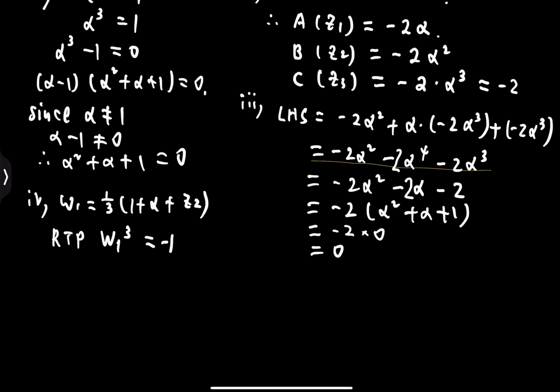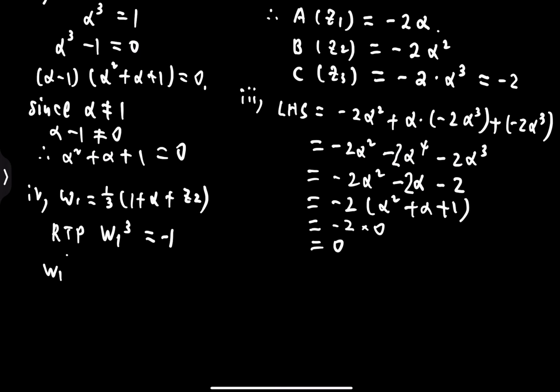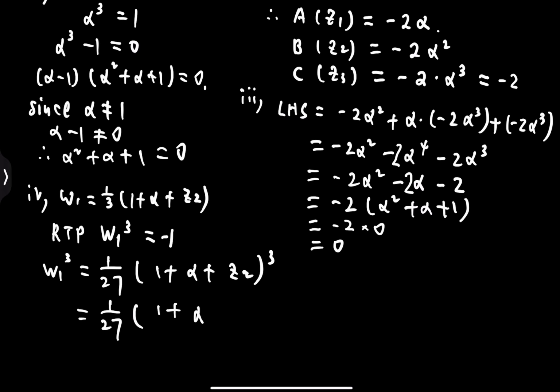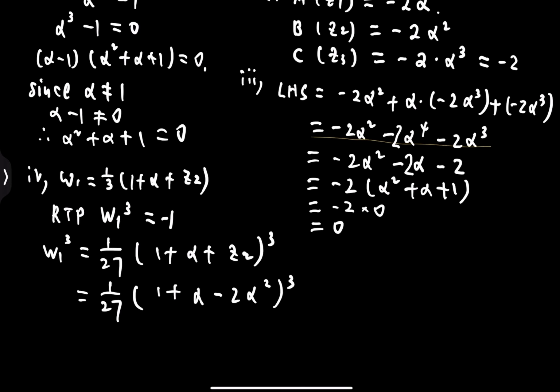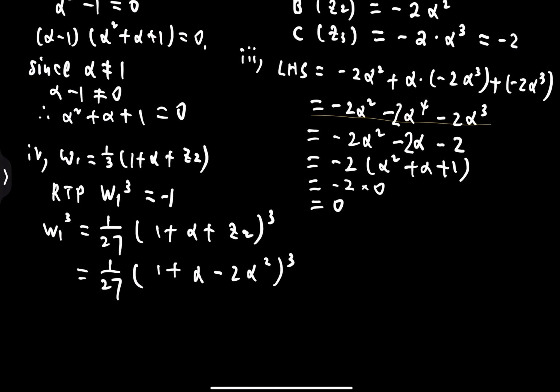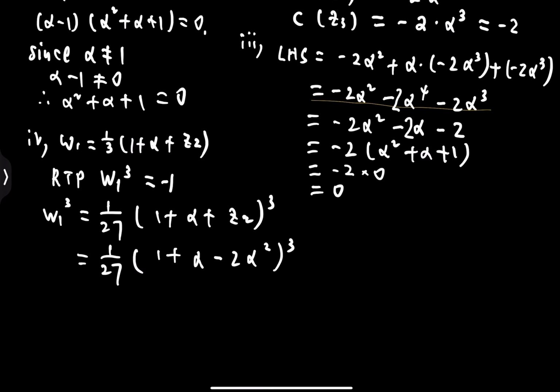So let's try. So W1 cubed will be equal to 1 over 27 of 1 plus alpha plus Z2, cubed. So which equals 1 over 27, and 1 plus alpha plus Z2, which is negative 2 alpha squared, and we do the cubic. And from 1 plus alpha plus alpha squared equal to 0, we can tell 1 plus alpha equals negative alpha squared.